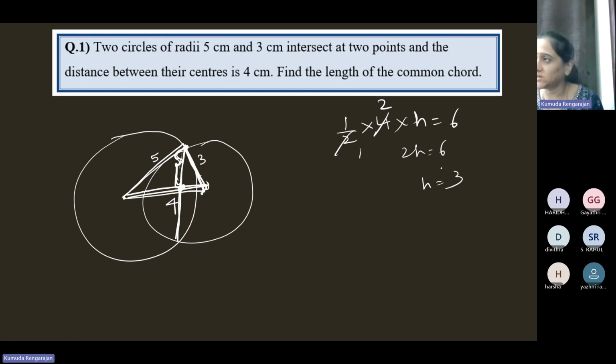Okay, but that's got nothing to do with the working. So h is equal to 3. Now this is the chord, right? There's a theorem which says that the chord is bisected at this point. So if this is 3, this is also 3. So 3 plus 3 is 6. The length of the common chord is 6.